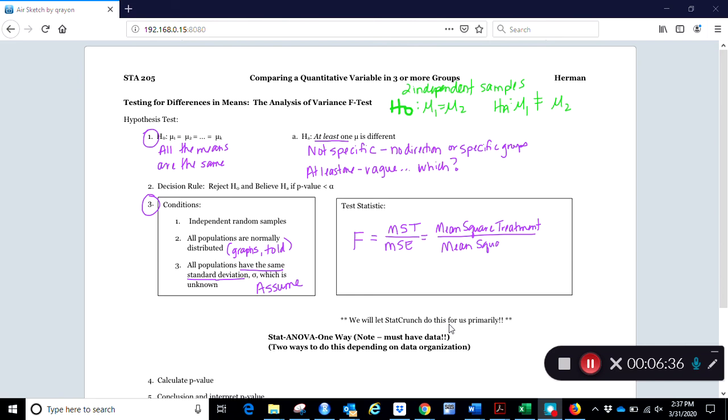And really just remembering these is going to be helpful for when we're actually doing the calculation using our StatCrunch output. But the idea of what this is doing is it's going to be comparing things between groups on the top, versus inside or within groups in the bottom. What I mean by that.